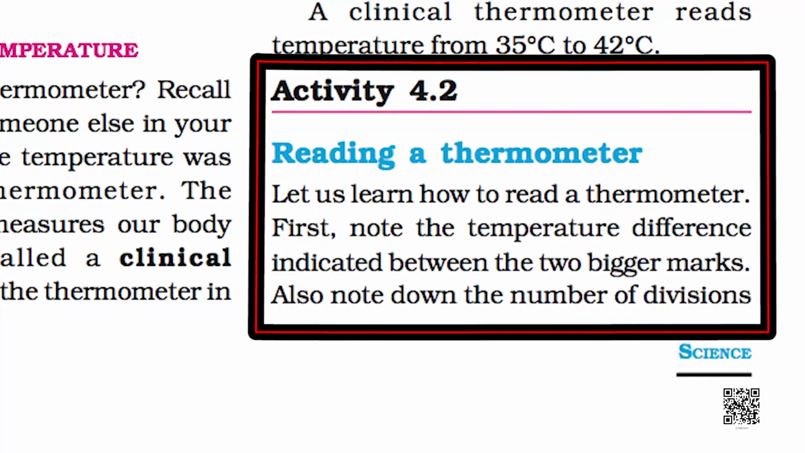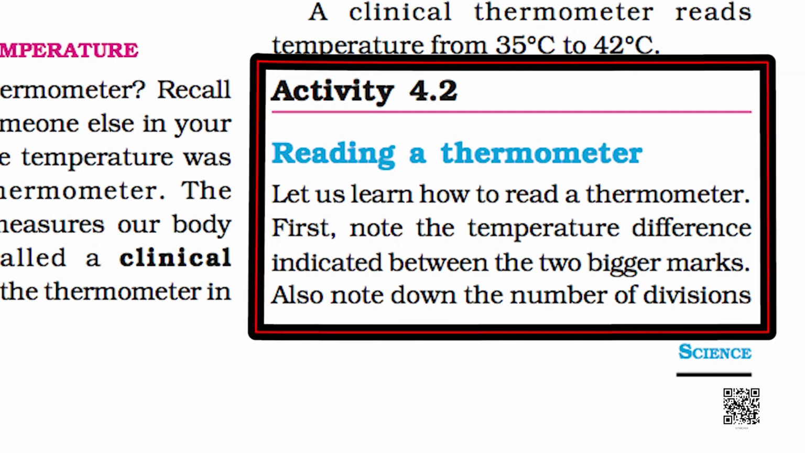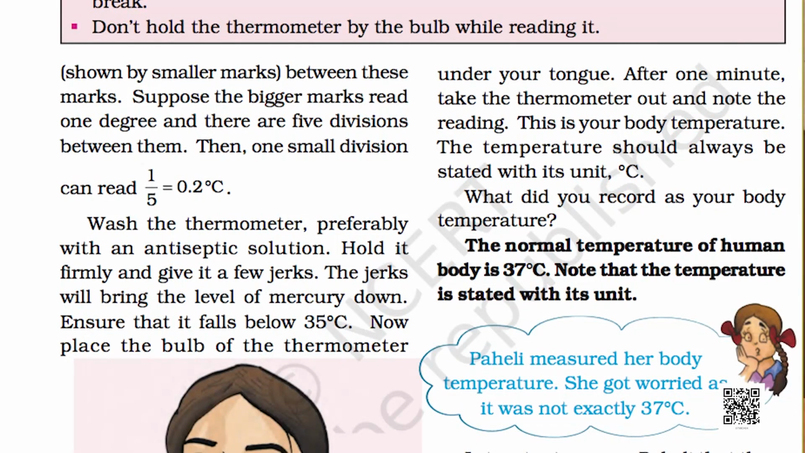Now, let us learn how to read a thermometer. First, note the temperature difference indicated between the 2 bigger marks. Also note down the number of divisions between these marks. Suppose the bigger marks read 1 degree and there are 5 divisions between them. Then one small division can be read as 1 by 5, that is equal to 0.2 degrees Celsius.